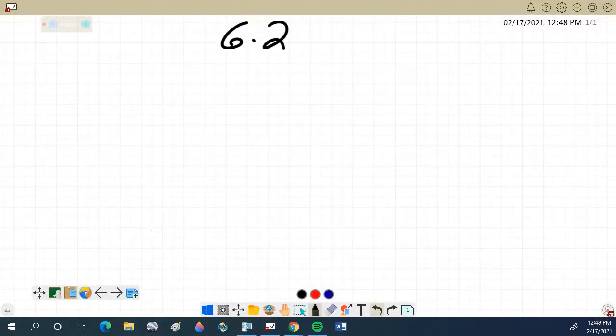Today we are doing the law of cosines, and the formula for the law of cosines is much more complicated than the law of sines, but it's actually really easy to memorize.